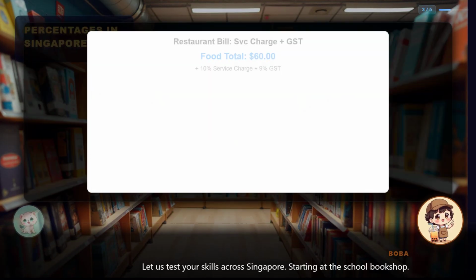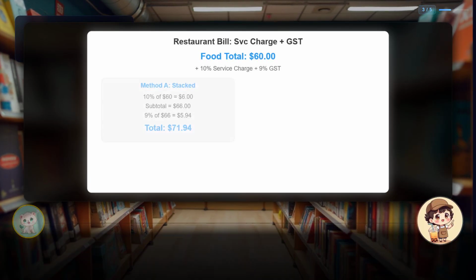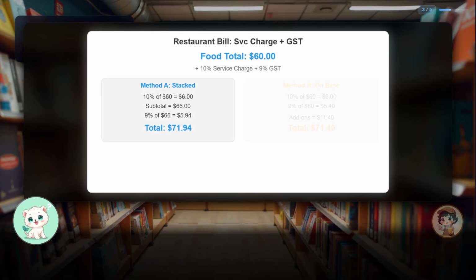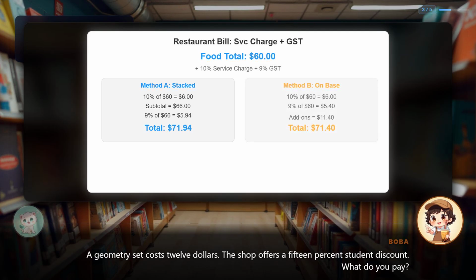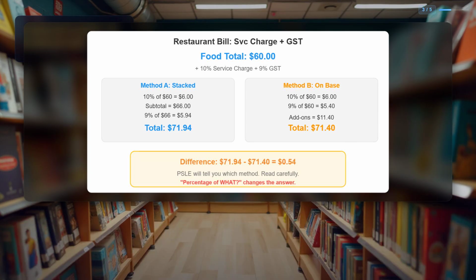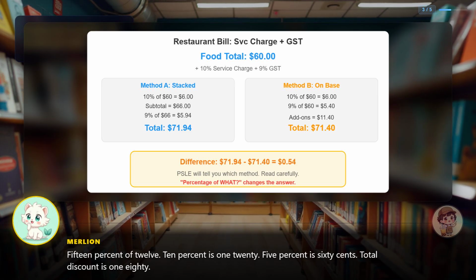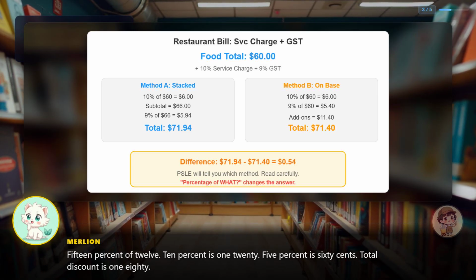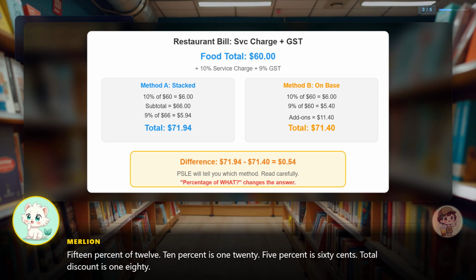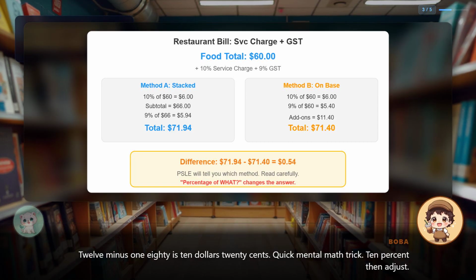Let us test your skills across Singapore, starting at the school bookshop. What is the deal? A geometry set costs $12. The shop offers a 15% student discount. What do you pay? 15% of 12. 10% is $1.20. 5% is 60 cents. Total discount is $1.80. 12 minus $1.80 is $10.20.